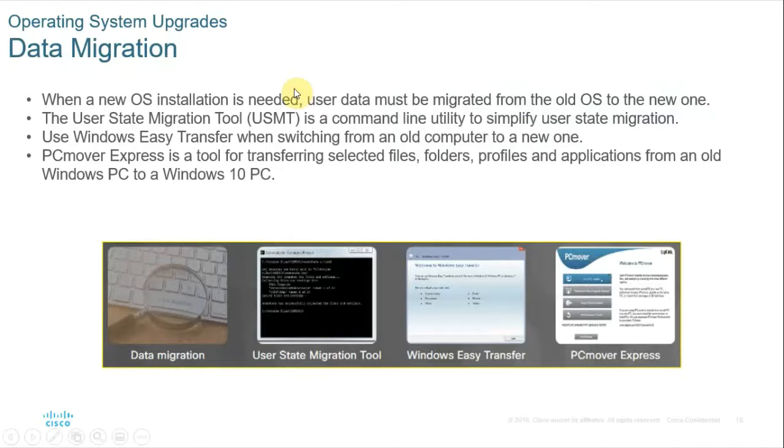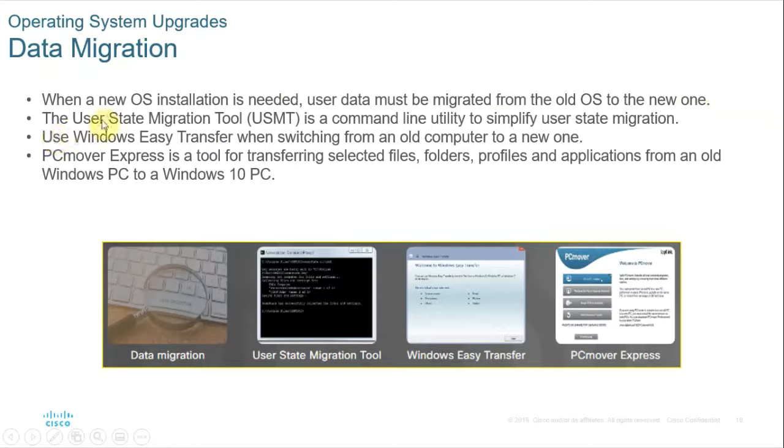When you are upgrading your operating system, you have to do the data migration. That is, for example, if you had files in 8.1 or 8 or 7, you need to upgrade or migrate to Windows 10. For that we are going for data migrations. When the new OS installation is needed, user data must be migrated from the old OS to the new OS.